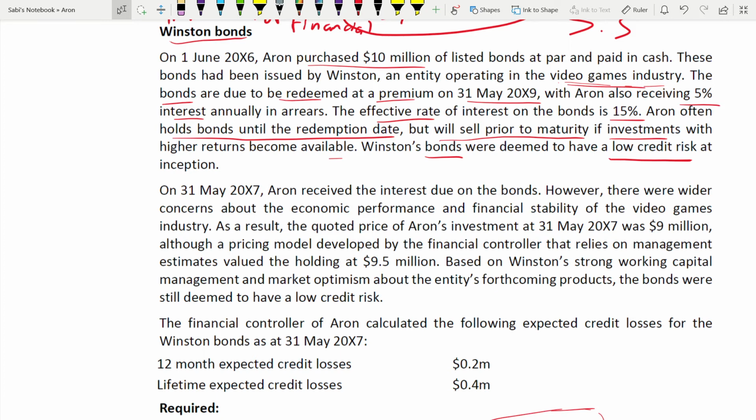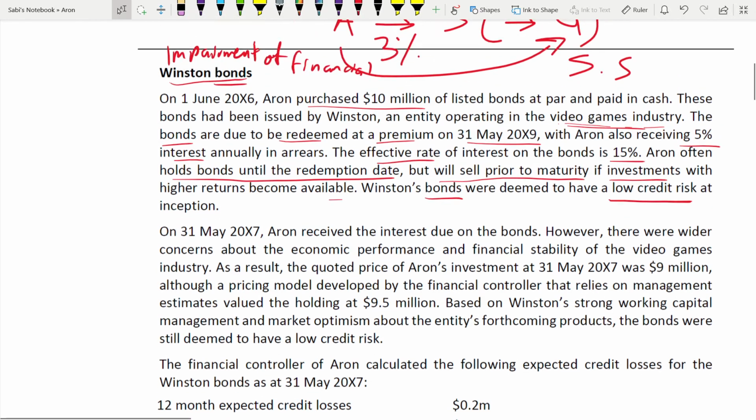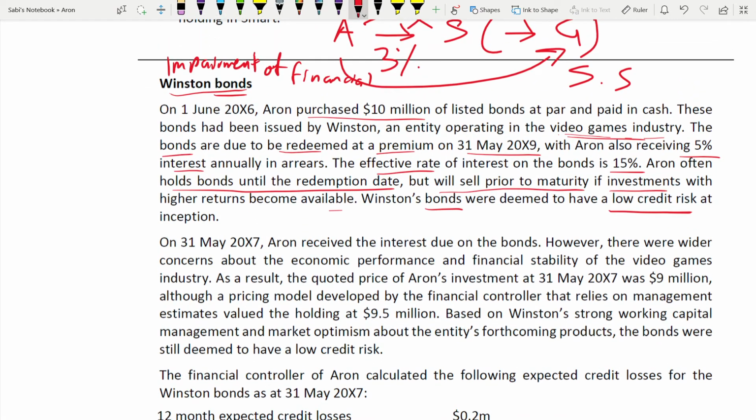It's a financial asset. Financial asset in what? In a debt instrument because it's a bond. That's why we are talking about impairment of financial asset. If it's an equity, shares, you will not have an impairment of that financial asset. Impairment can only happen for debt instruments. Only debt instruments like bonds and loans can have credit risk, right? Makes sense. So yes, on 31st May 2007, this is after 1 year.